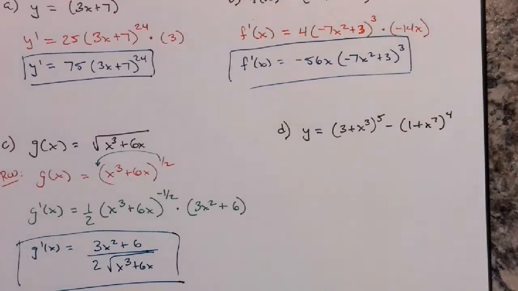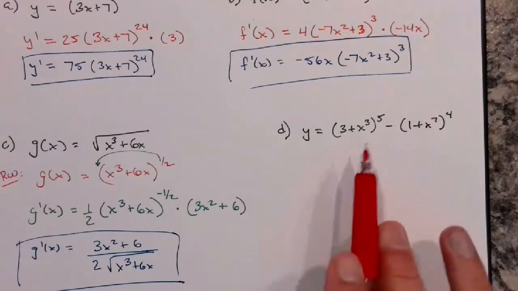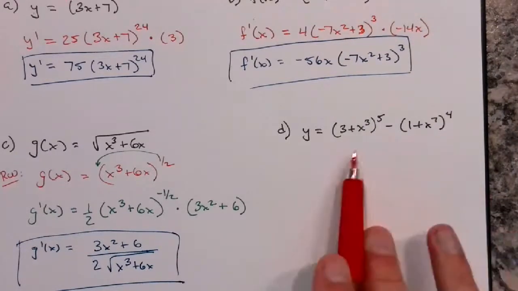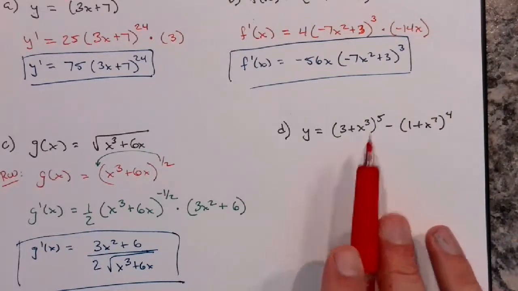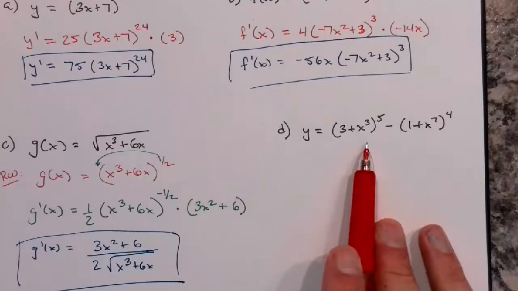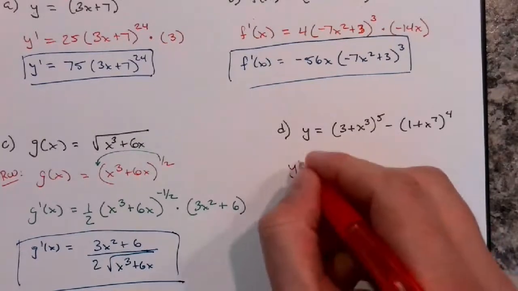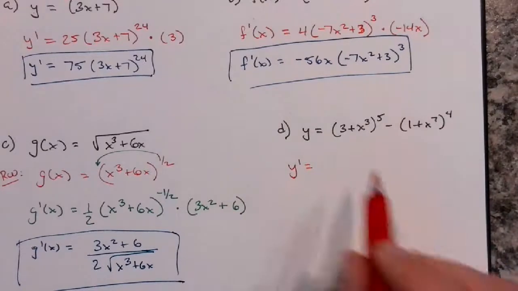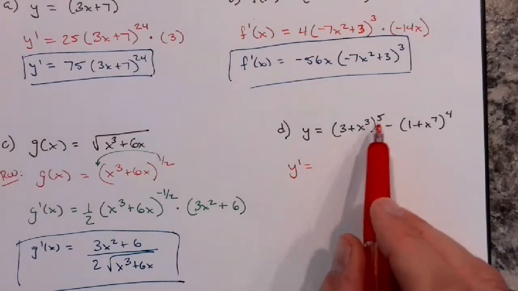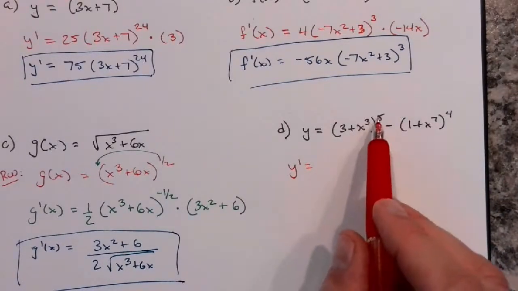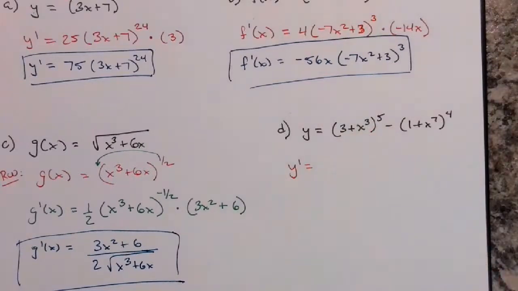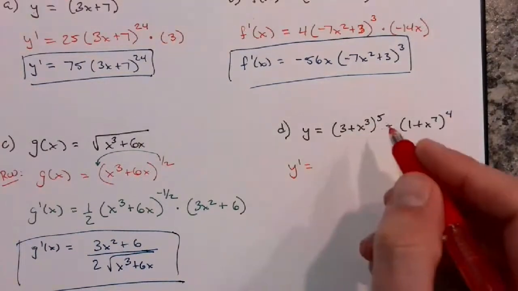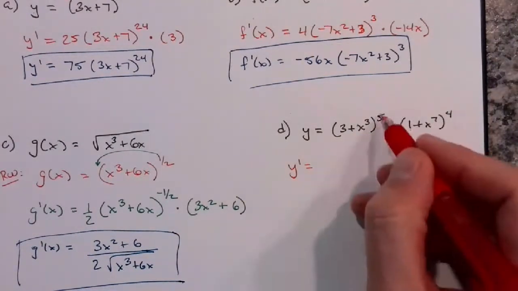When you look at this, you should notice that you have more than one term, and remember, you can take the derivative term by term. When you do that, though, within the term, you might have to use other rules. So when we take the derivative here, y prime, for this first term, 3 plus x cubed to the 5th, this is a function inside of a function. So that tells us we should use our chain rule. So I'll use the chain rule on this, and we'll bring the 5 down in front.